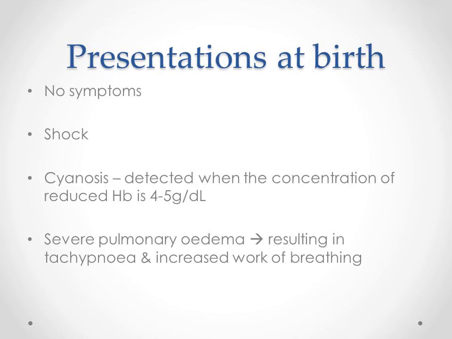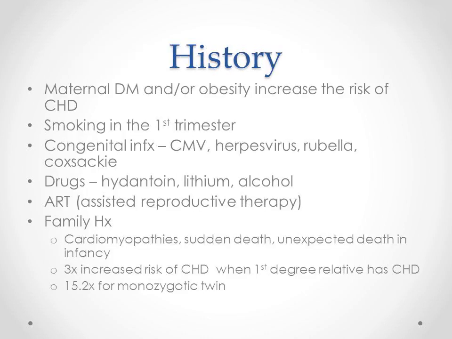Presentations at birth: no symptoms. Shock. Cyanosis, detected when the concentration of reduced Hb is 4 to 5 grams/dl. Severe pulmonary edema resulting in tachypnea and increased work of breathing. History: maternal DM and/or obesity increase the risk of CHD.